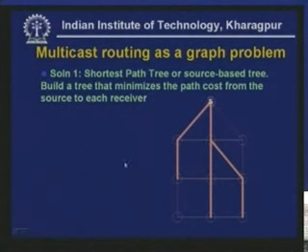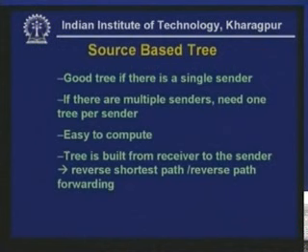One solution is to have a shortest path tree or source based tree, that is, build a tree that minimizes the path cost from the source to each receiver. This is the so called source based tree. So you can form this. This is one kind of solution. This is called a source based tree. This is a good tree if there is a single sender.